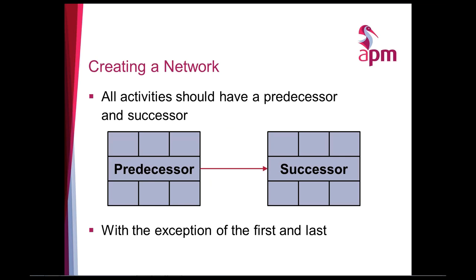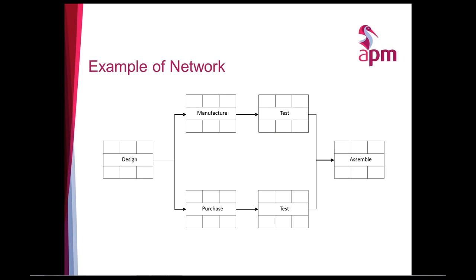There are other things which we're not going to cover today, purely through time constraints, where you can actually constrain activities to particular times. So we're just going to focus on the logic today. An example of a very simple network would be this. You've got design, which is followed by manufacturing and purchasing, done in parallel. Manufacturing is followed by test, as is purchasing, and then they come together at the end to be assembled into a component or whatever. So this is a typical network.